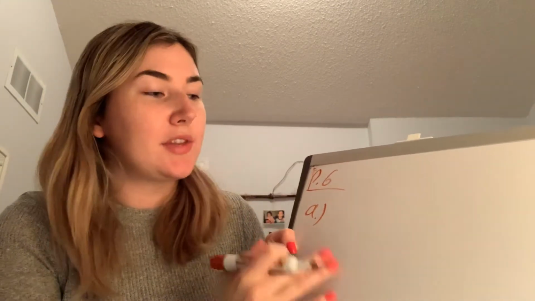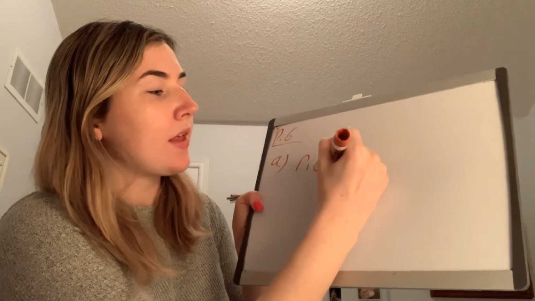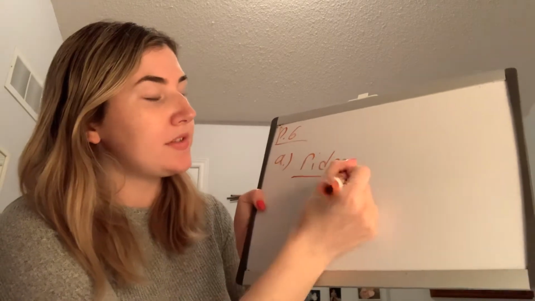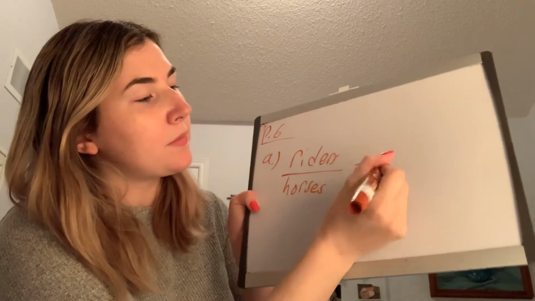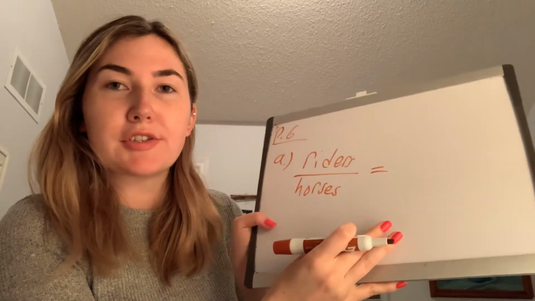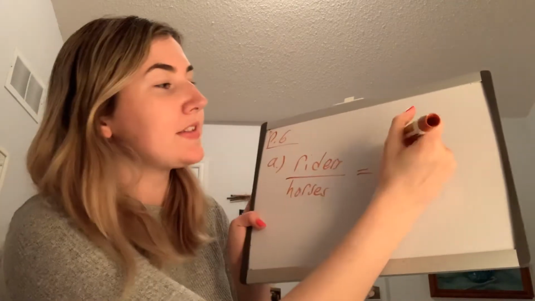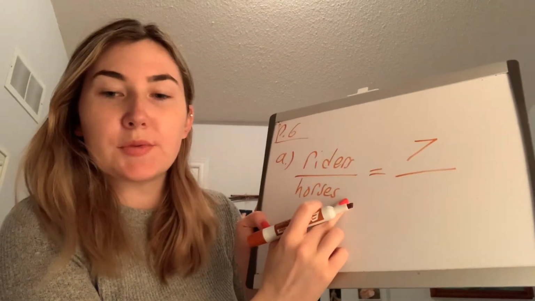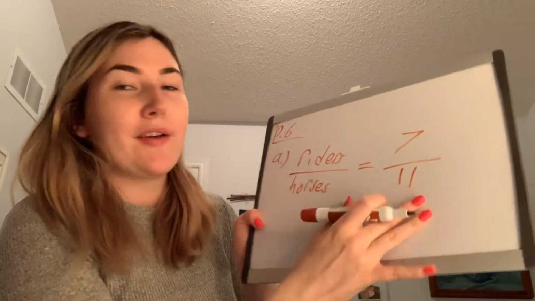So we need to include the names. So we have our first term, riders. And then since it says for every 11 horses, we know horses is our bottom term. So there are our names, and now we have to write our fraction. So let's look at how many riders were there in our sentence. We know there are 7. There's our top number. And then how many horses were in our sentence? 11. So we have our ratio and we have our fraction.